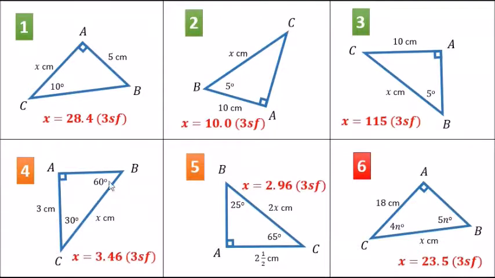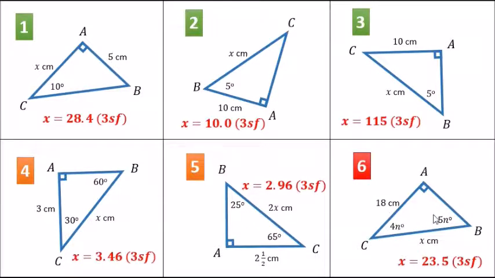Question 4, you can use the 60 or the 30, and you end up with 3.46. Question 5, you can use the 25 or the 65, as long as you use the correct sine or cos, you end up with x is equal to 2.96.